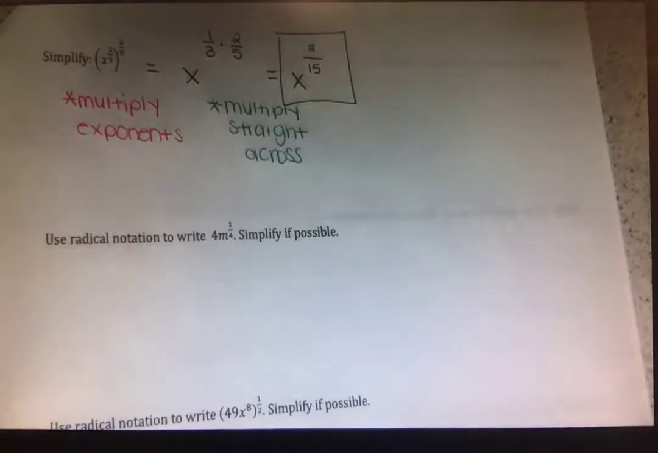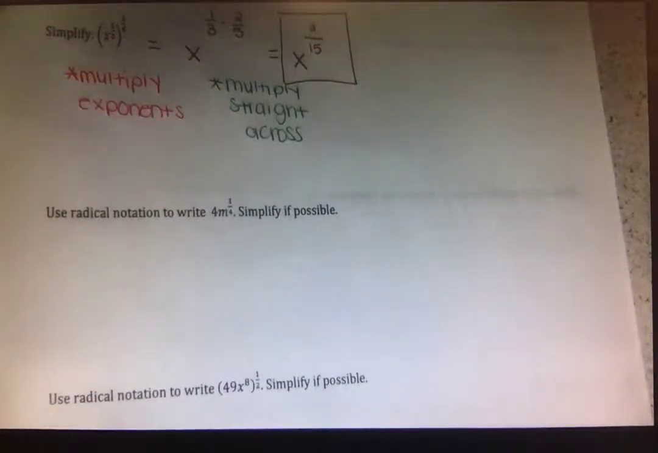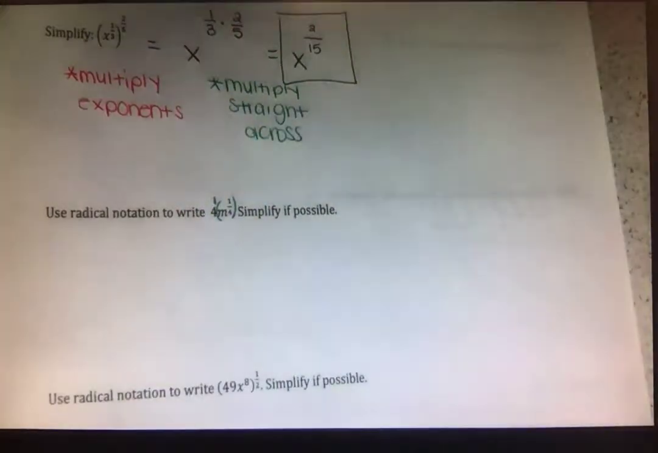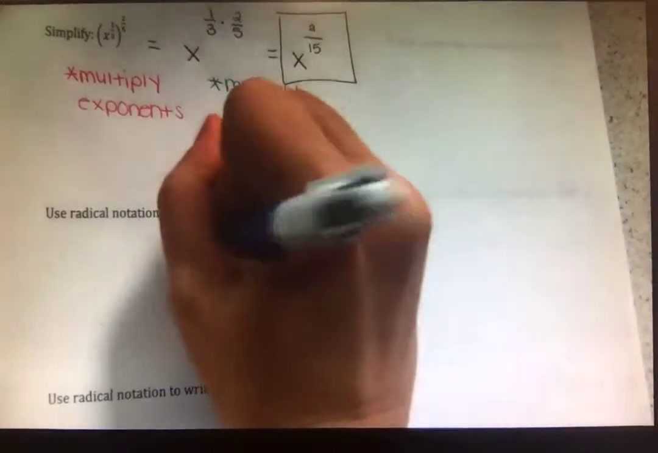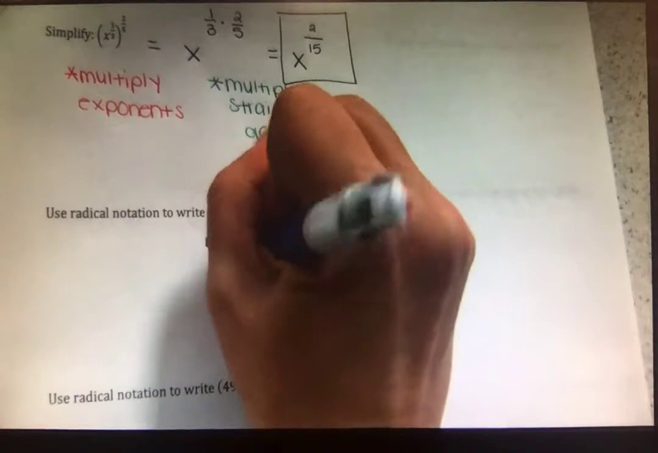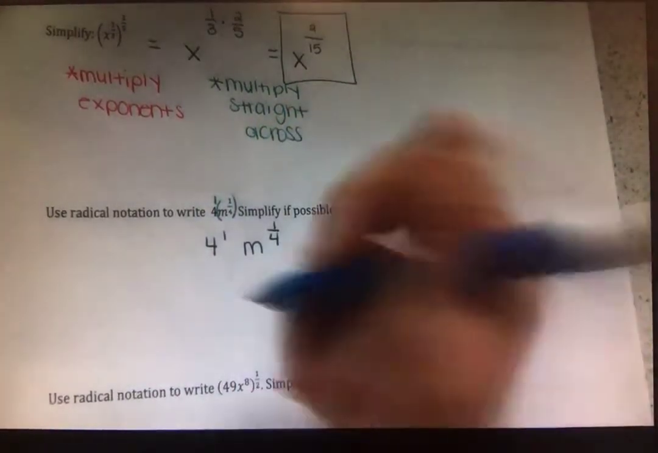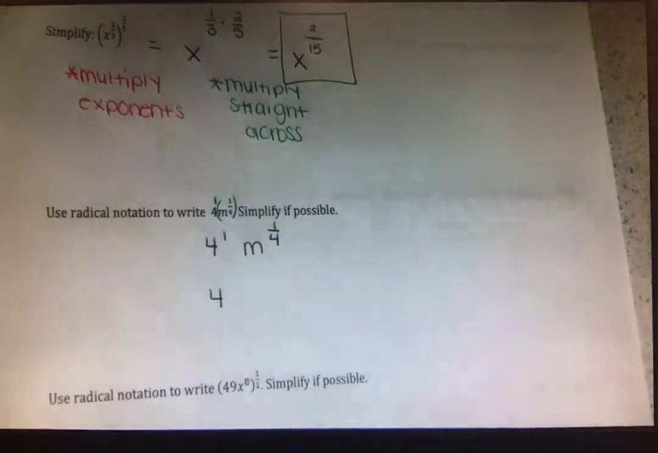Our next example says use radical notation to write 4m to the 1/4 power and simplify if possible. Again, be careful because that 1/4 power is only applied to the m. That 4 doesn't have an exponent, so I know there's a 4 there, so I know it's 4 to the first power. So 4 to the first, m to the 1/4.